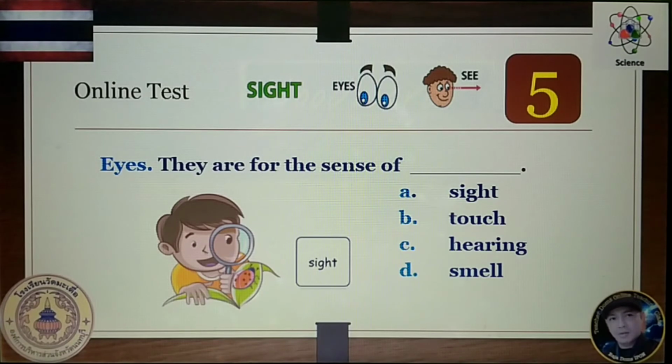Online test 5. Eyes, they are for the sense of A, sight, B, touch, C, hearing, D, smell.